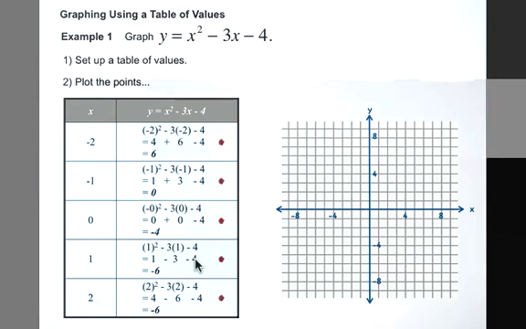Our next step is to plot the points. Our first point is at -2, 6. The next is at -1, 0. The next is at 0, -4. The next is at 1, -6. And the next one is at 2, -6. So the vertex is somewhere between these 2 points, 1, -6, and 2, -6.